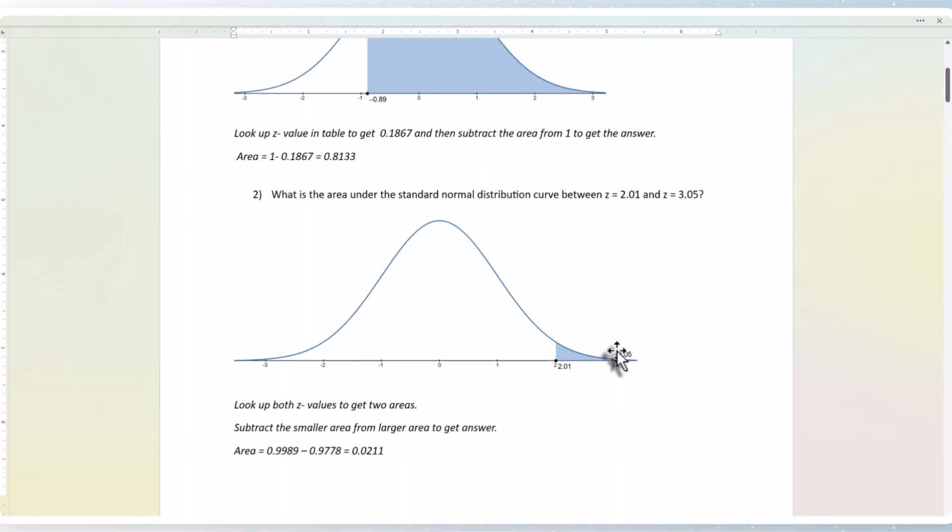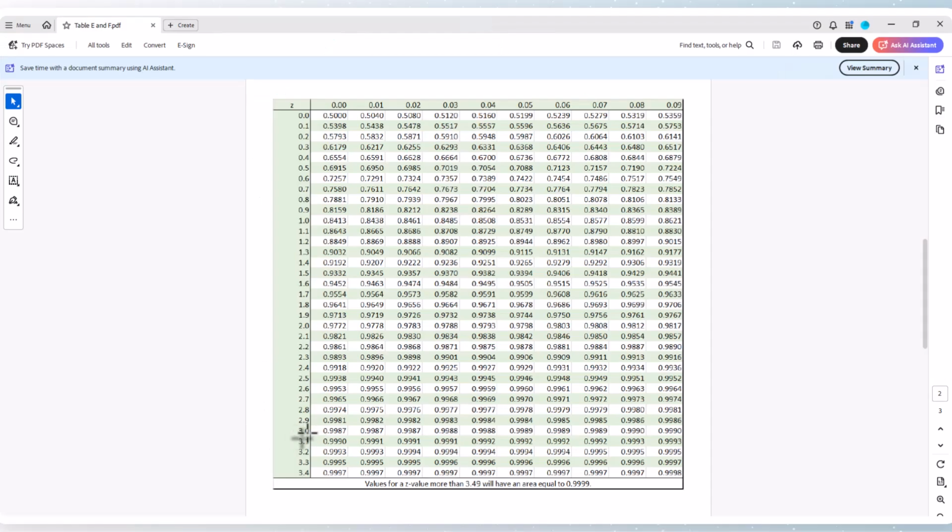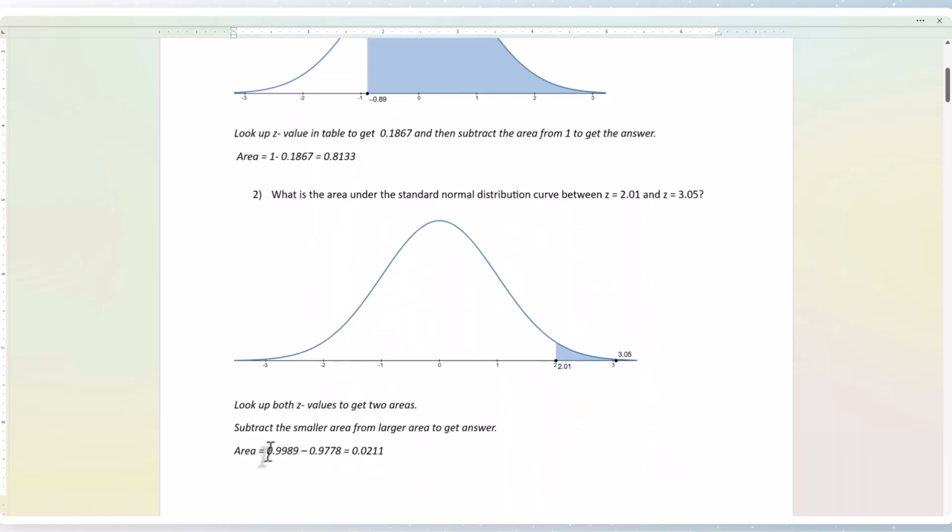The second problem is asking us to find the area between the z values 2.01 and 3.05. To do this, we have to look up both areas. Let's look up 3.05 in the table. So we have 3.0, go across to 5, 0.9989, and then we look up 2.01. Here's 2.0, 1, 0.9778. We subtract the two values to get 0.0211.